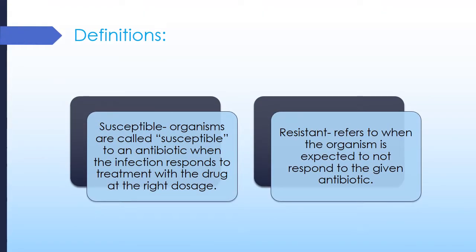Some important terms that you need to know: organisms are called susceptible to an antibiotic when the infection responds to treatment with the drug at the right dosage. Resistant refers to when the organism is expected to not respond to the given antibiotic.